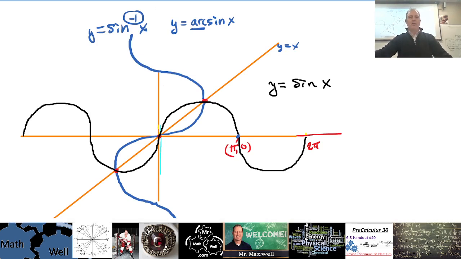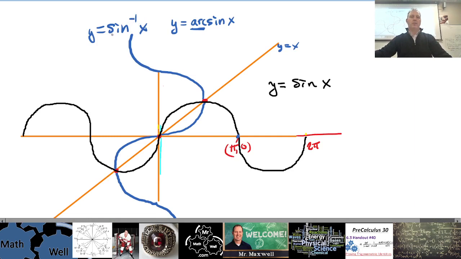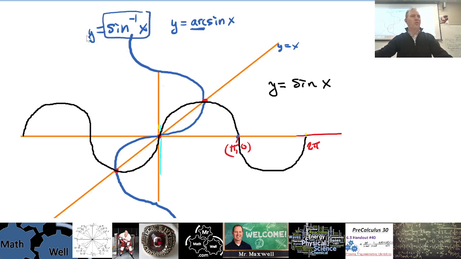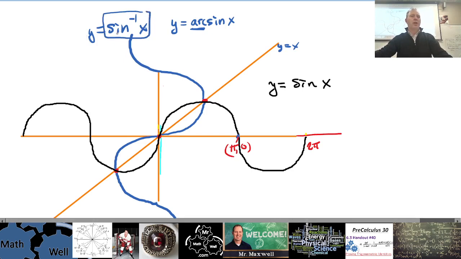Now, I don't think you guys have seen this before, but sine to the negative 1 of x would be a way to notate the inverse sine. The only problem with this is this function on your calculator. You see, there's a function like this on your calculator, and we usually use this function to isolate for an angle, right, given a sine ratio. So in calculus, you'll find that this is not used as much as something like this.